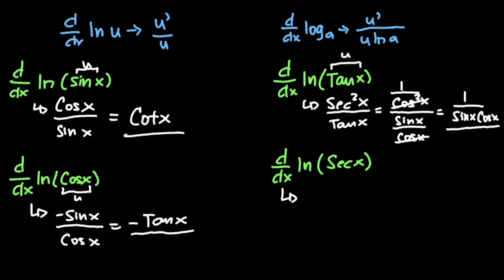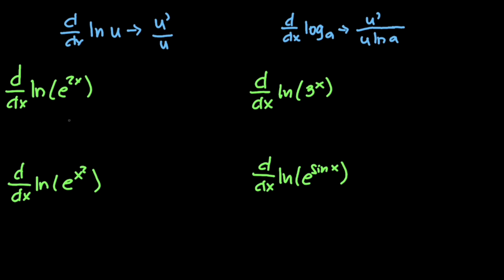The derivative of natural log of secant of x. Take first the derivative of secant of x, which is secant of x tangent of x over secant of x. These two will cancel each other out, so the final answer will be tangent of x.